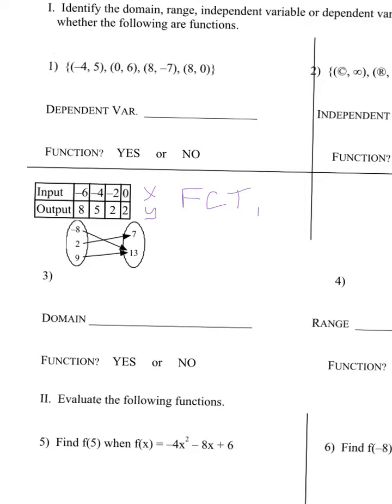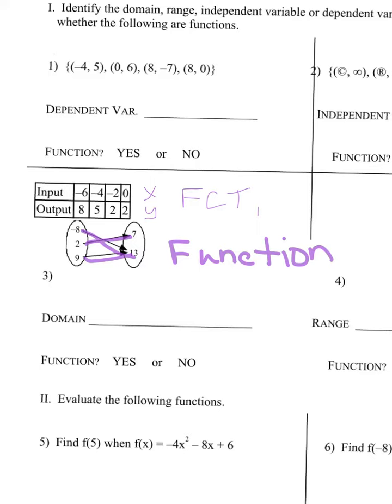Then we have a mapping diagram below it. So we have a domain of -8, 2, and 9. And then in our range, we have 7 and 13. Now, because each value of x points to only one value of y, we can say that this is a function. Because remember, x values can only point to one value in the range, but the range can have multiple values of x.